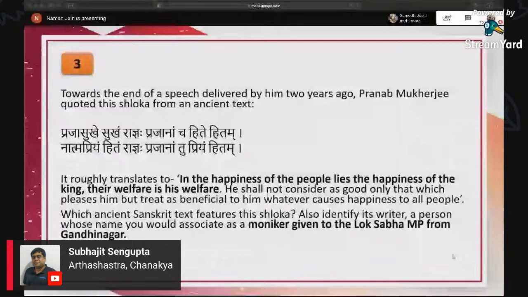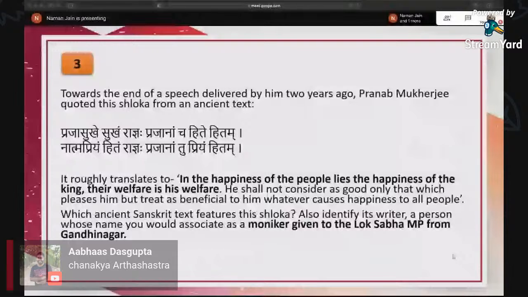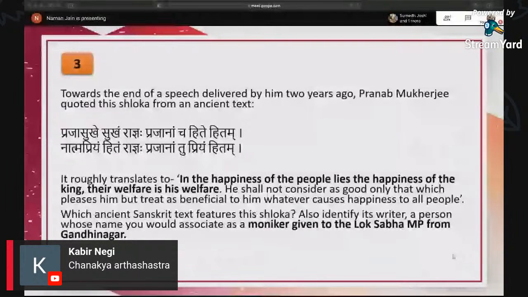Then we have Shubhojit, Akash also giving the other name of Chanakya. So I didn't want a king, I wanted a writer, Arun. So anyways, Ashoka doesn't fit there. It's Arthashastra and Chanakya, and if it would have been a king, the answer would have been Chandragupta Maurya. So Chanakya and Arthashastra is correct. Those who gave Amit Shah, brownie points to you.